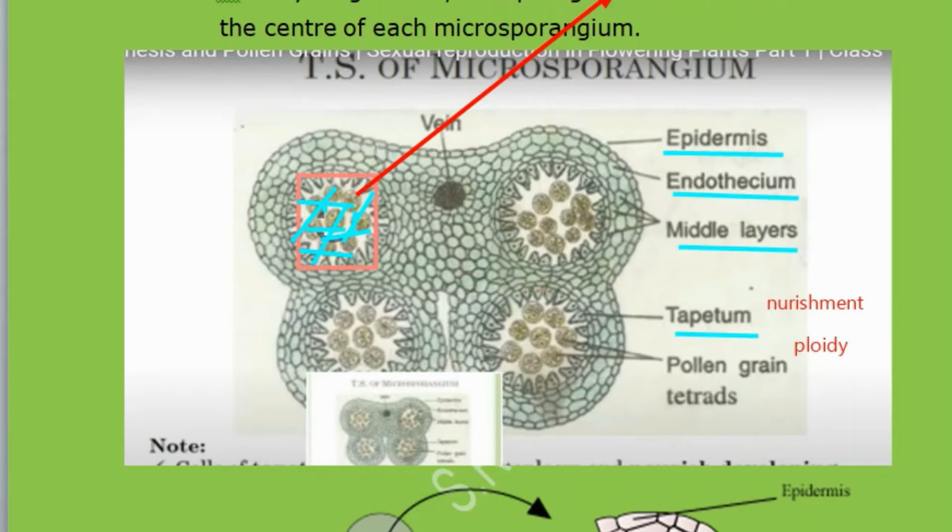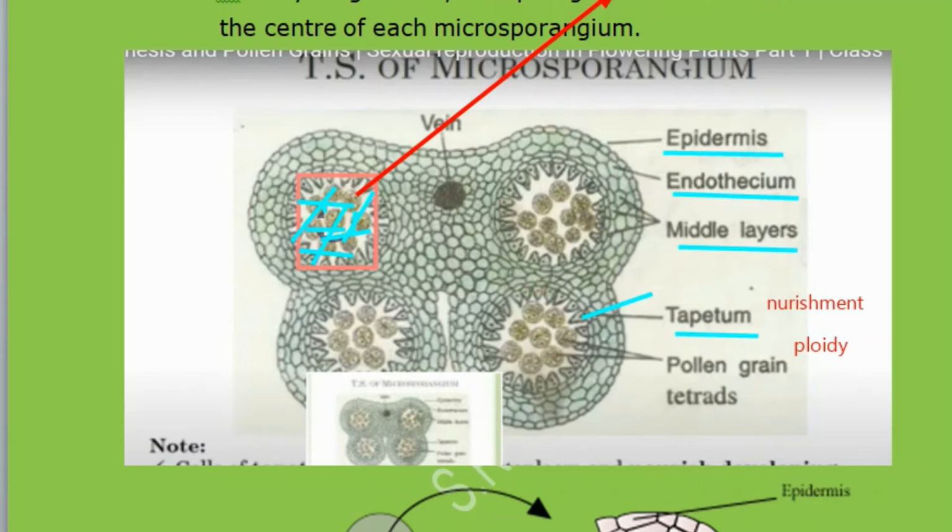What is the meaning of ploidy? Ploidy means one cell having more than one nucleus. As we say, haploid means one set of chromosomes, diploid means double set of chromosomes. Likewise, when a cell contains more than one nucleus, that means it is showing ploidy. Generally we know one cell, one nucleus, but here in the tapetum layer, they contain many nuclei. So ploidy means many nuclei in one cell. This is the characteristic feature of tapetum.